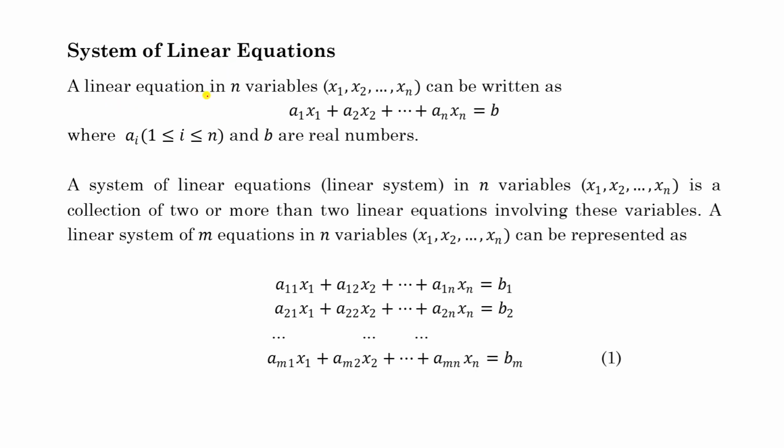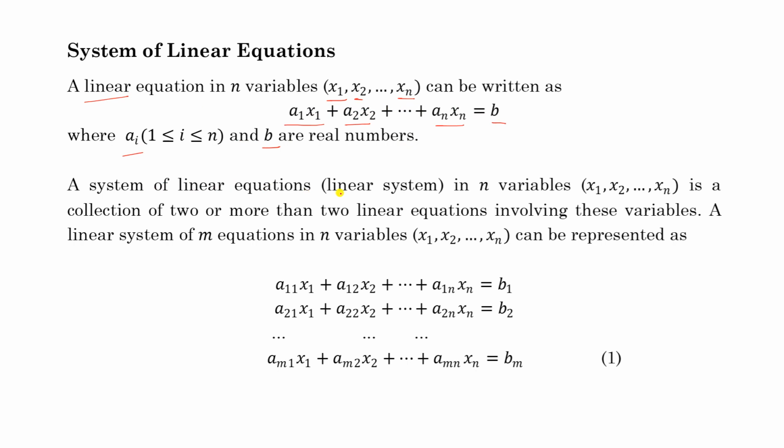A linear equation in n variables, say the variables are x1, x2 up to xn, can be written as a1 x1 plus a2 x2 up to an xn equal to b. Now look at this. For all these variables x1, x2, xn, the power is 1. Here is 1. Here is 1. So that's why it is linear. And the ai's and b are real numbers.